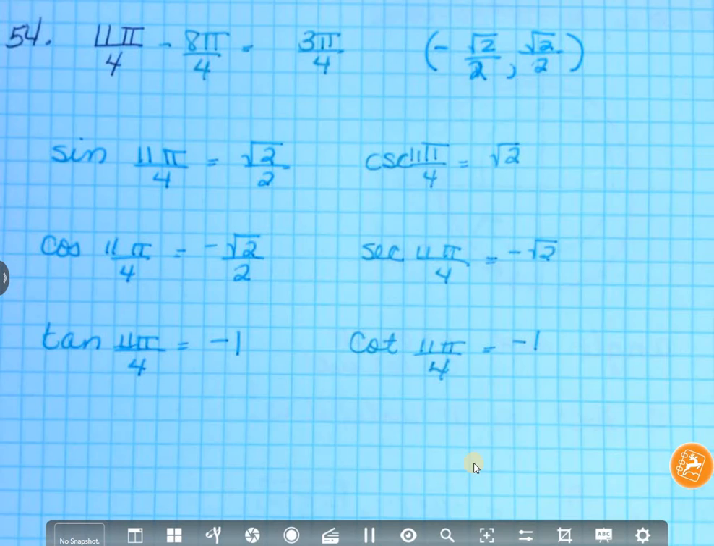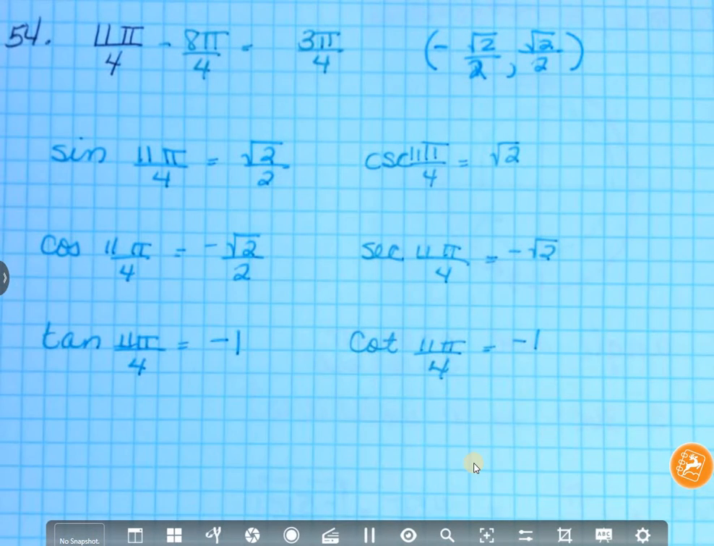How much is 8 pi over 4? That's 2 pi. What is 2 pi? It's a full circle. 11 pi over 4 is not in my standard circle, which goes from 0 to 2 pi. So just like we did before, add or subtract a circle until you get within your normal circle. So I subtracted a circle to get something I'm more familiar with. Okay? Yes?